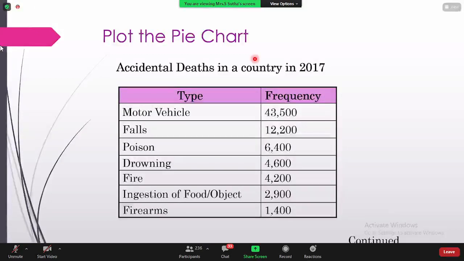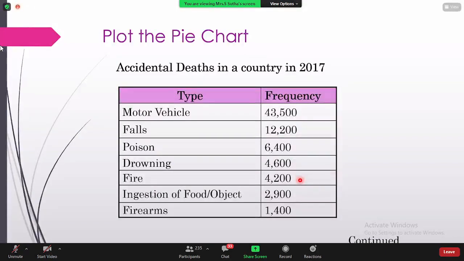Then, how many non-overlapping classes are here? 7. These 7 are the non-overlapping classes: motor vehicle, falls, poison, drowning, fire, ingestion, and firearms. So it is a frequency distribution. It indicates the types of accidental deaths and the frequencies.